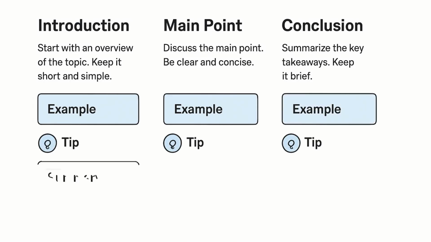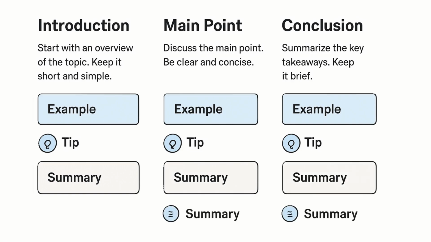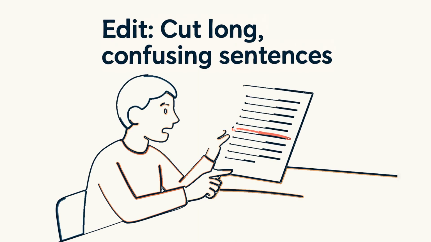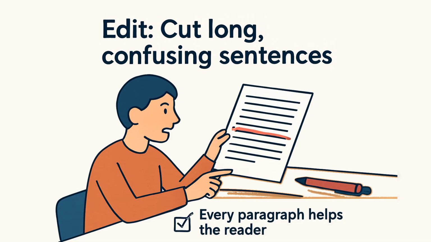Use short paragraphs, clear subheadings, and simple language. Add examples, quick tips, and small summaries so readers don't get lost. When you're done, edit. Read your post out loud. Cut any long, confusing sentences. Make sure every paragraph helps your reader solve their problem.